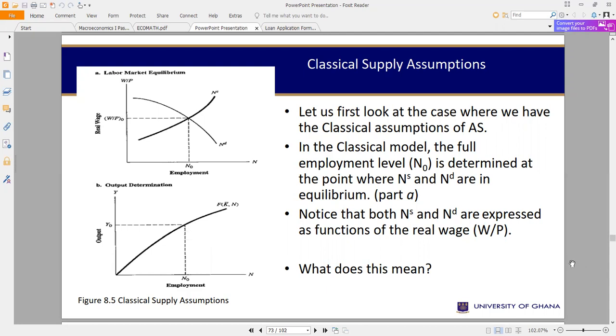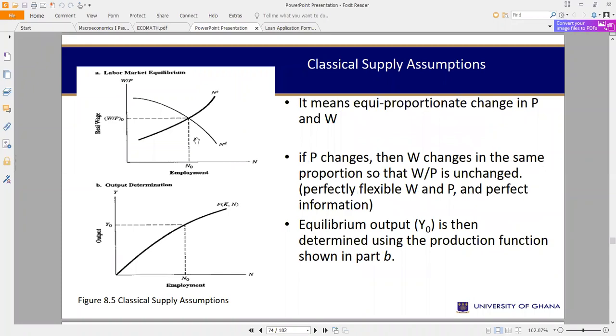I'm sure we all remember this. What this means is that, assuming there's an increase in price, there was an assumption that wage could freely move. If price should increase by 20%, we see wage also increasing by 20%, and as a result, there will be no change in the real wage. So if there's no change in real wage, there will be no change in N, and as a result, there will be no change in Y. That is why we're having the vertical AS curve. I'm sure we all understand this. You've already done this one.